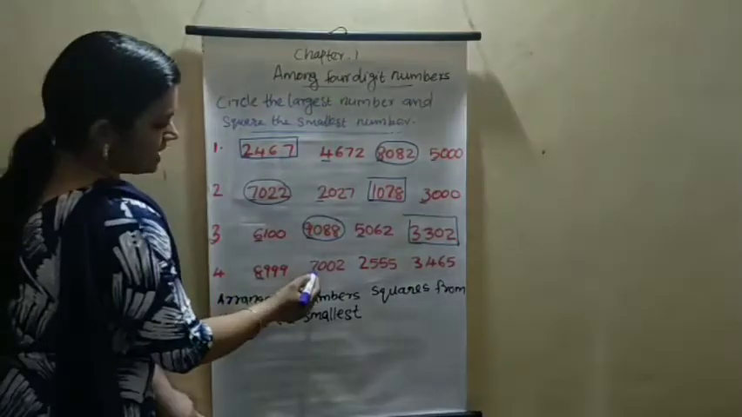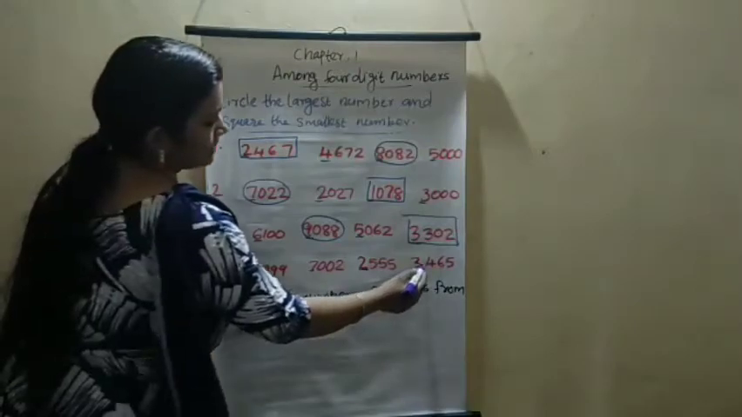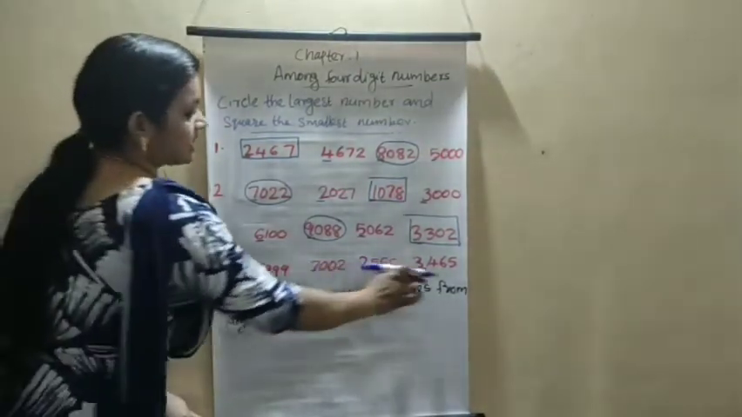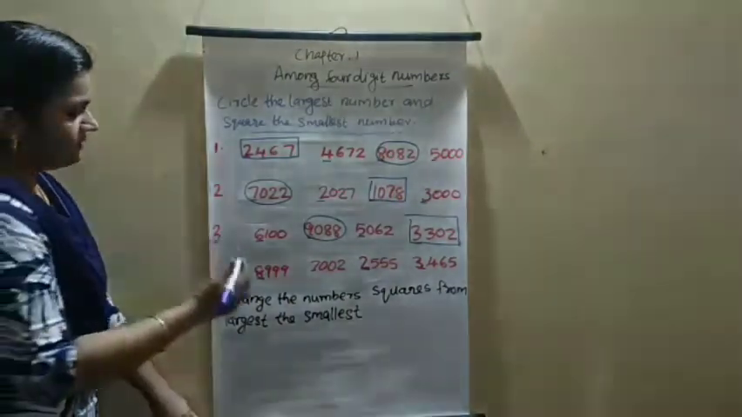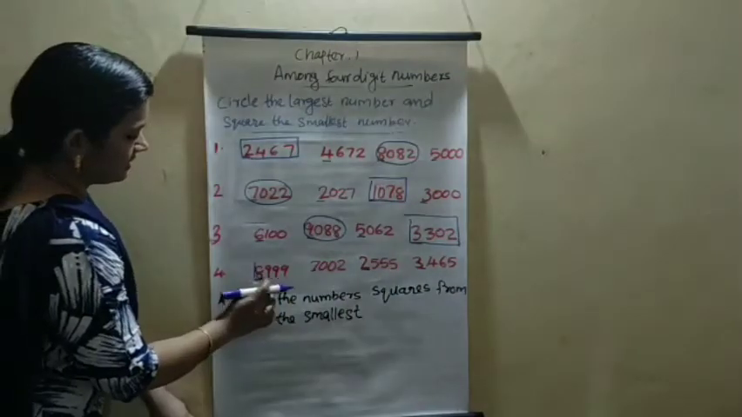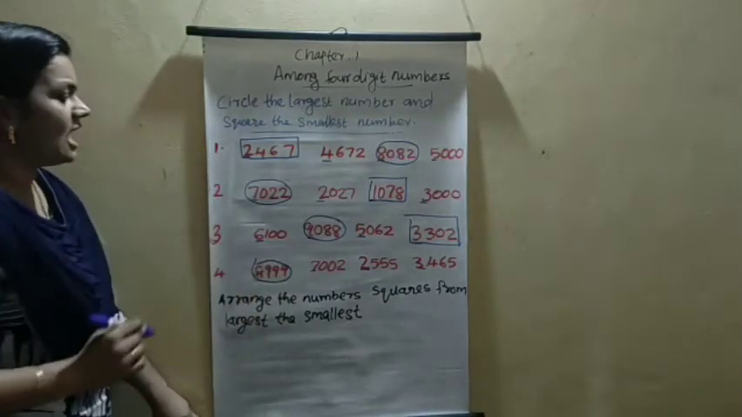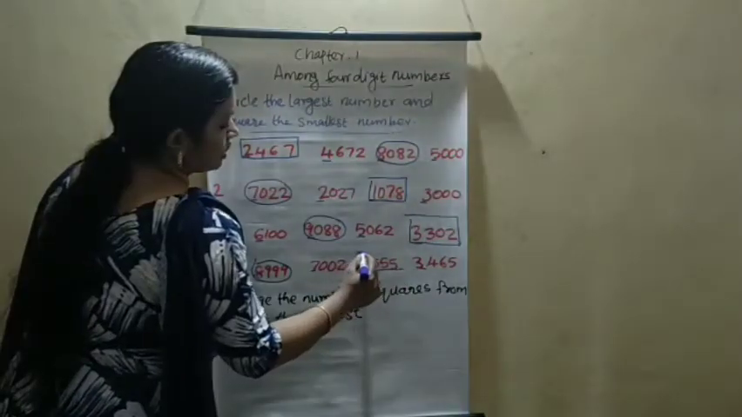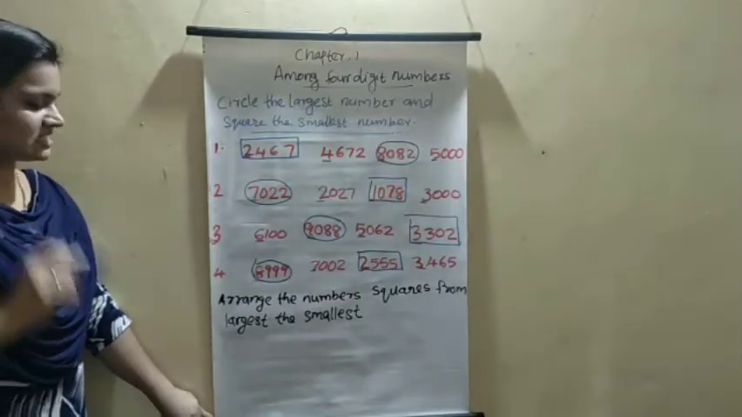Again, 8999, 7002, 2555, 3465. Here also all the thousands places are different, so we can find out easily. Which is the largest one? 8999 is the largest one. 2555 is the smallest one.